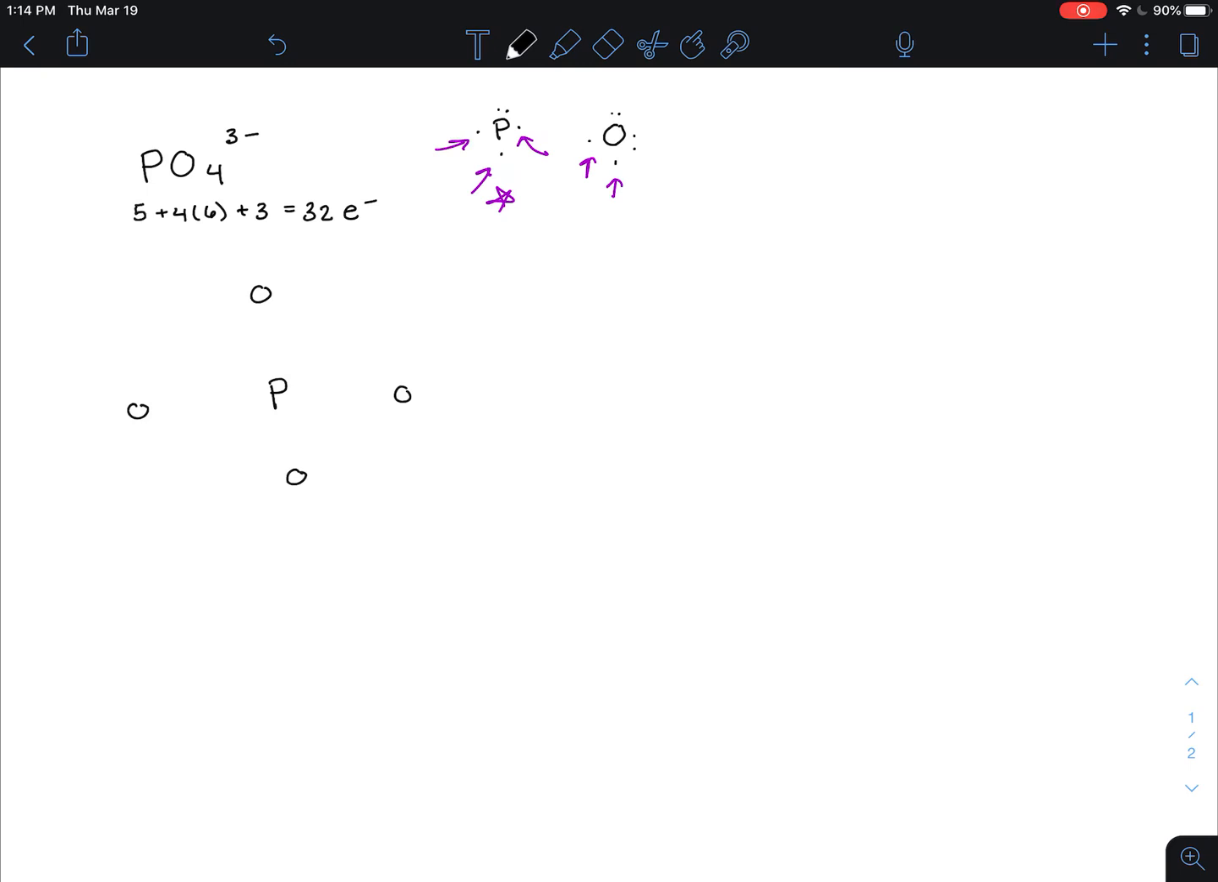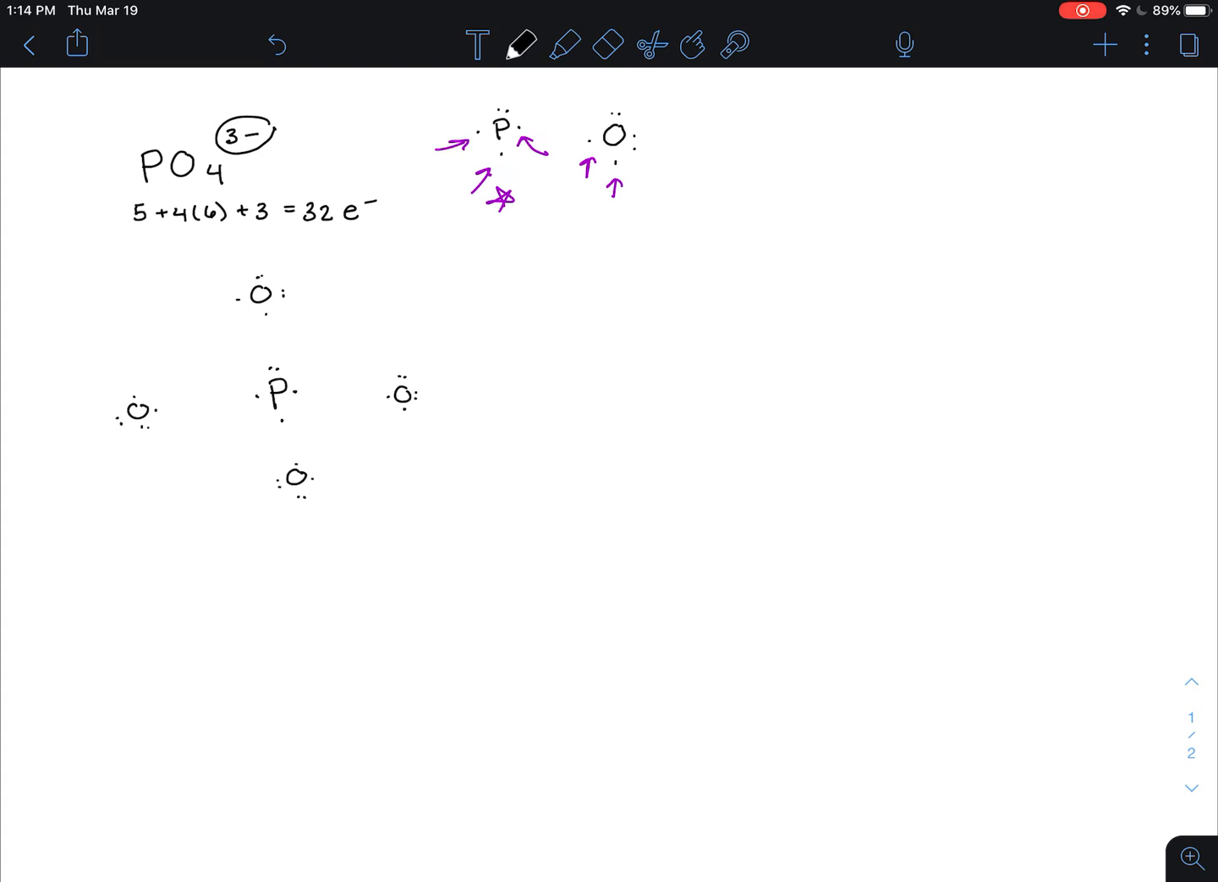Now, something that I personally like to do, instead of bonding them together, I like to write out all of the valence electrons that I know I have for each of my atoms. So I know phosphorus has 5. 1, 2, 3, 4, 5. And each oxygen has 6. So I place each of my electrons around. Alrighty, now I've used my 5 valence electrons for my phosphorus and then the 6 valence electrons for my 4 oxygens. What I have not used yet are my 3 extra electrons. Now I have to use those as well.